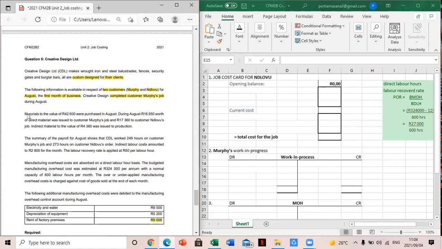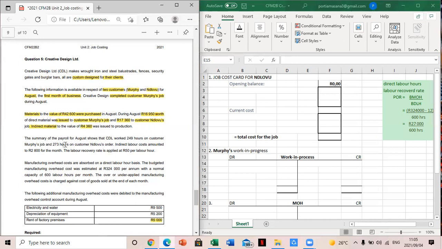Material to the value of 42,600 was purchased in August. During August, 16,950 worth of direct material was issued to customer Murphy's job. So the 42,600 is the total cost incurred in material, and 16,950 was issued to Murphy's job, which means the remainder, 17,960, went to customer Ndlovu's job. Indirect material to the value of 4,360 was issued to production.